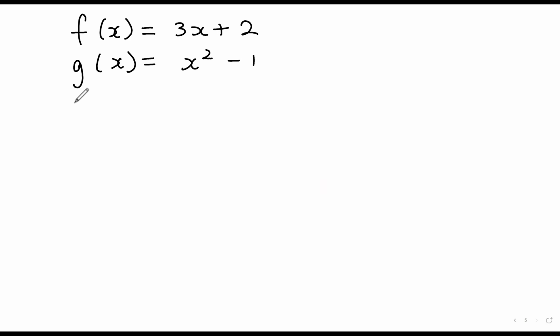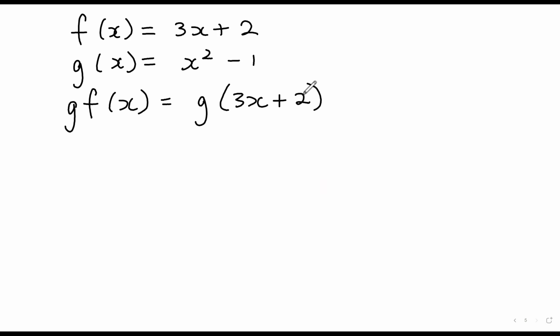minus 1. So if I'm finding g of f of x, it means I am finding g of 3x plus 2. So wherever I have x in the function g of x, I'm going to replace it with 3x plus 2. So this is x squared. So that means it will be 3x plus 2 squared minus 1.